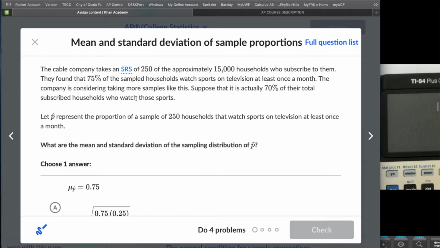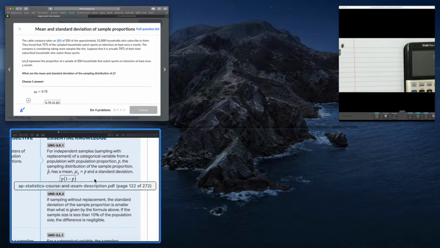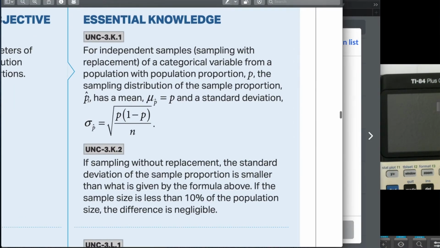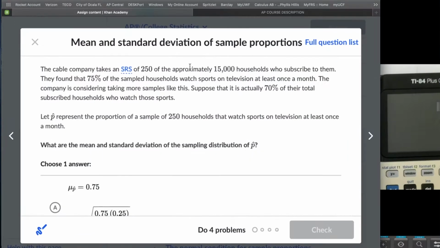So again, there's some misleading going on here because it has to do with this idea right here. Just because you get a certain sample proportion, the mean of your sample proportions is actually the truth, the true population proportion. They took a sample and found that 75% watch sports on television. That is a particular p hat, but the average of all our p hats should be what the true proportion is. That's what this whole 'suppose it's actually 70%' is about.